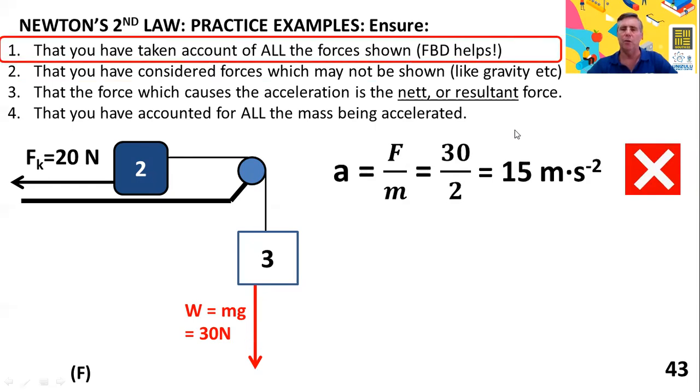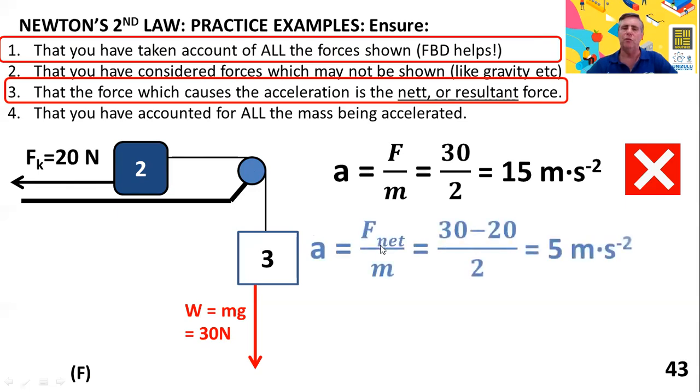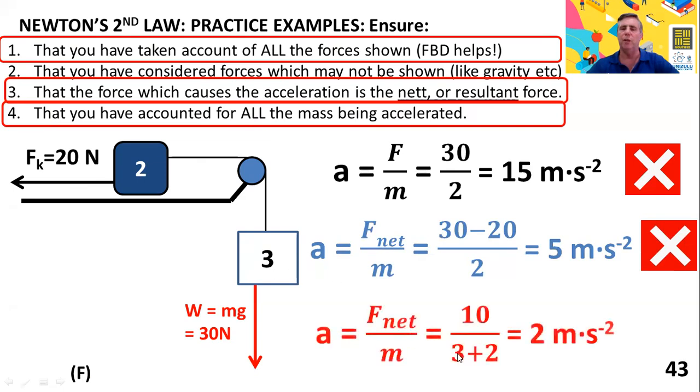but no, because we haven't taken account of all the forces. And there's a frictional force here, which is opposing the gravitational force. So let's try it again with the net force. 30 to the right and 20 to the left leaves a net force of 10 newtons divided by 2 kilograms equals 5 meters per second squared. Again, no, because we haven't accounted for all the mass being accelerated. We need to divide by 5 because the 2 and the 3 are both being accelerated, and that will finally give us the right answer of 2 meters per second squared.